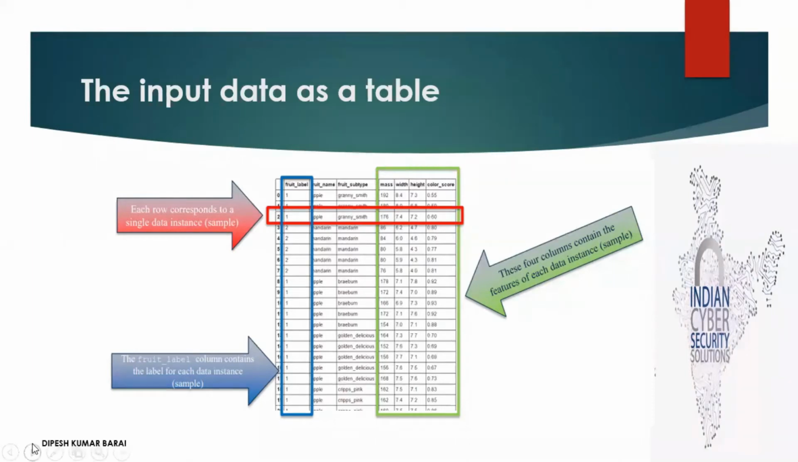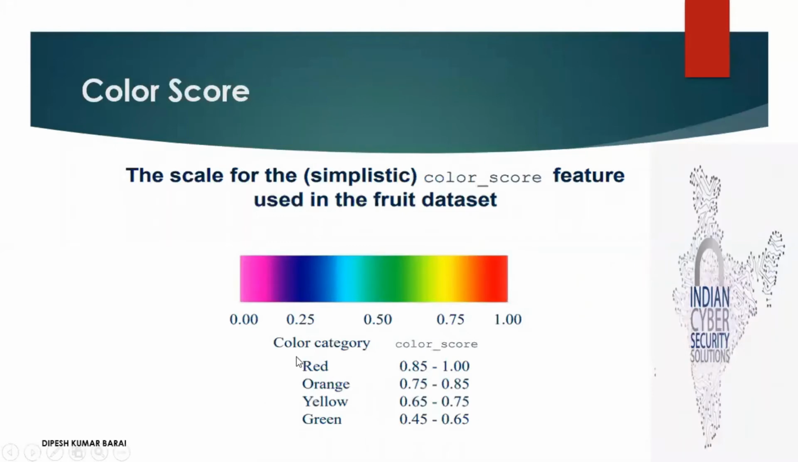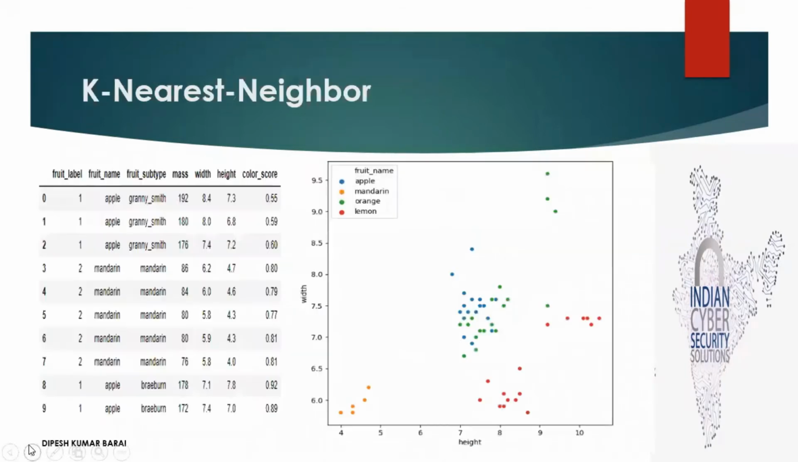Here is the color score of every fruit in the data set, which ranges from 0 to 1. The red score is 0.5 to 1, and 0.75 to 0.85 is orange. This is the scaling of every color. Now, what is k-nearest neighbors? We will use k-nearest neighbors for classification.